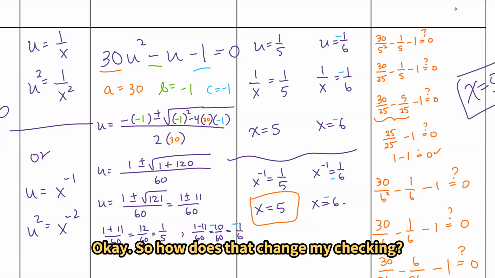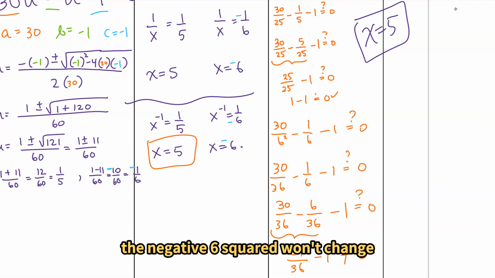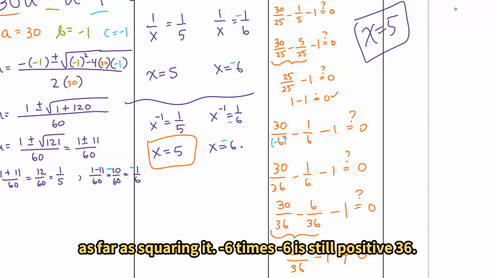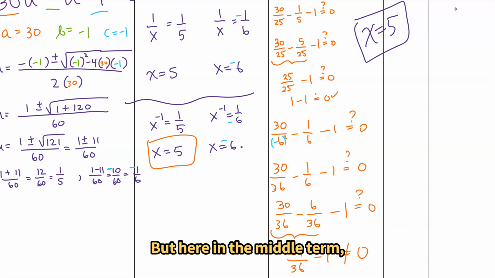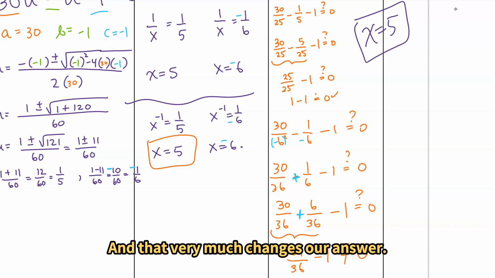Okay, so how does that change my checking? Let's go back over here. In the checking part, the negative 6 squared won't change as far as squaring it. Negative 6 times negative 6 is still positive 36. But here in the middle term, when I have negative 1/6, the two negatives together make this a positive 1/6. And that very much changes our answer.